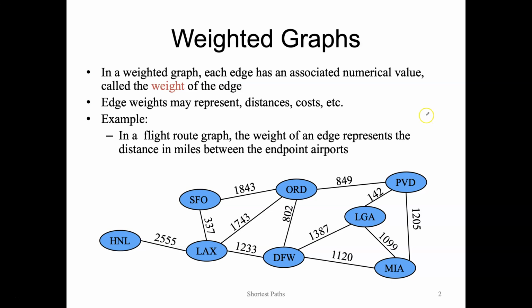Well, in a weighted graph, every edge has an associated numerical value. This is called the weight of the edge, and it could be anything. It could be distance, it could represent cost, some dollar value, which is either positive or negative. For example, in this flight graph, the weight of an edge represents the distance in miles between airports. So between SFO and ORD airport, there are 1,843 miles.